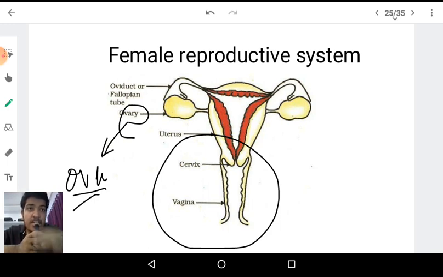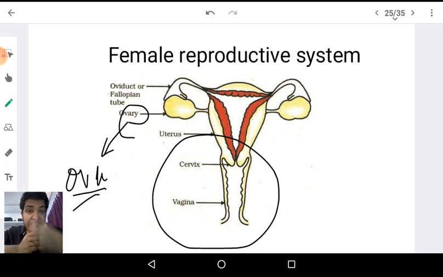So now we are going to study in detail about the functions of ovary. Ovary is having dual function. First function is the formation of gamete, that is ova, and the second function is the regulation of the secondary sexual characters in female. Similarly, we have seen in males also the testis is having dual function, that is formation of gametes, that is sperms, as well as the control of secondary sexual characters.